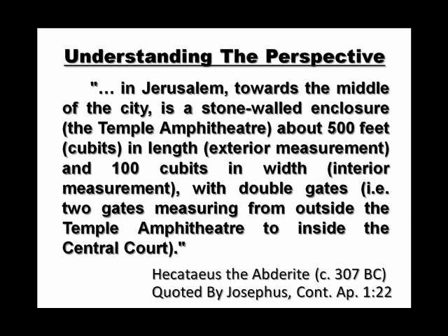Understanding the perspective. In Jerusalem, towards the middle of the city, is a stone-walled enclosure, the temple amphitheater, about 500 cubits in length, exterior measurement, and 100 cubits in width, interior measurement, with double gates, i.e. two gates measuring from outside the temple amphitheater to inside the central court. This is a quote from Hecataeus the Abderite, writing about 307 BC, as quoted by Josephus, Against Apion 1.122.